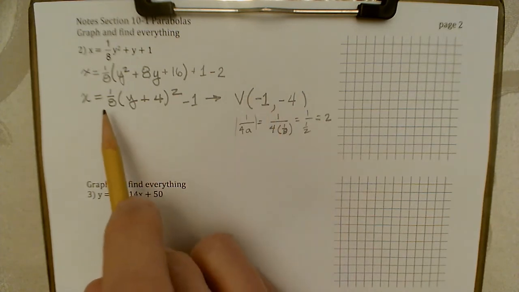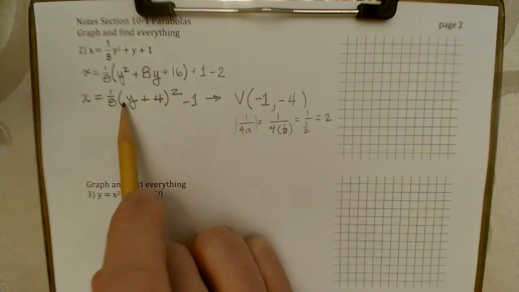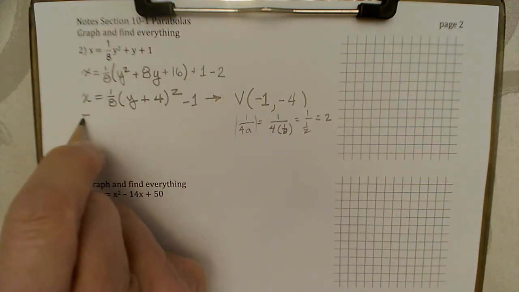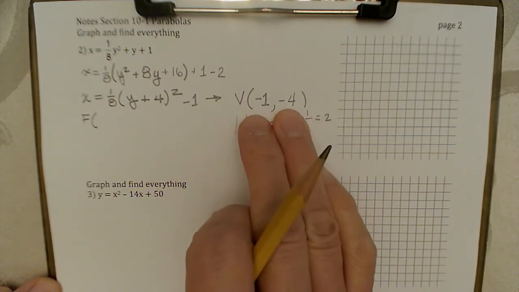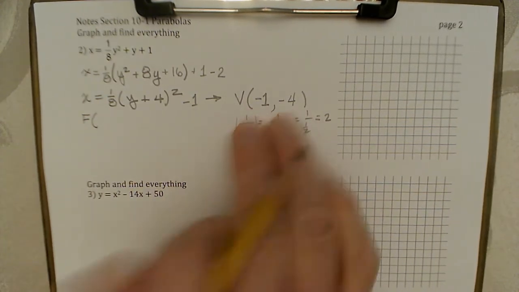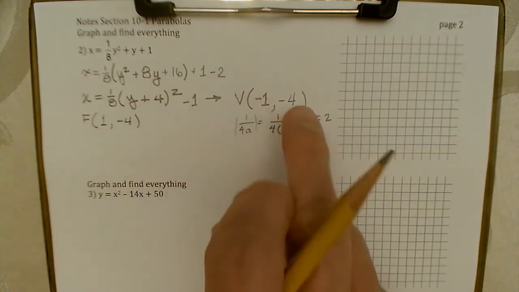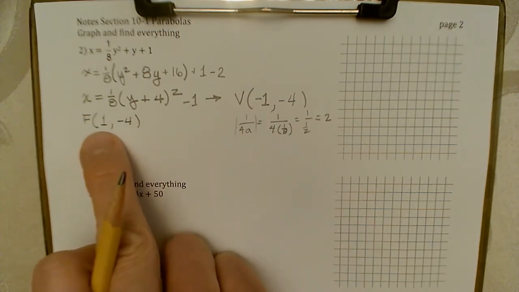And we know that it's opening to the right because it's sideways and it's positive. So my focus should be that way, right? To the right. So my focus is here, but 2 to the right of this. So that means I'm going to be at 1, comma, -4. The y coordinate's the same. It's the x that moved to the right by 2.